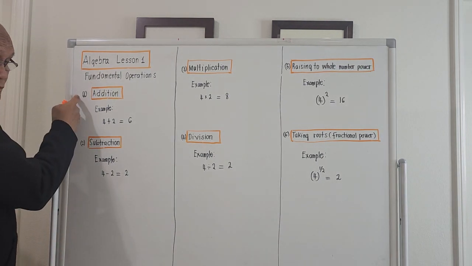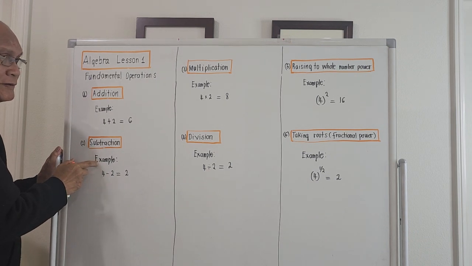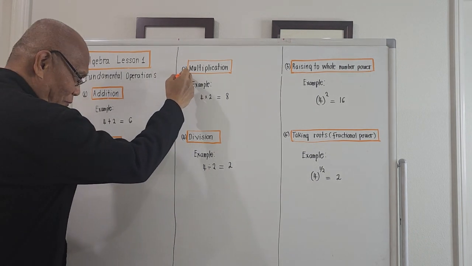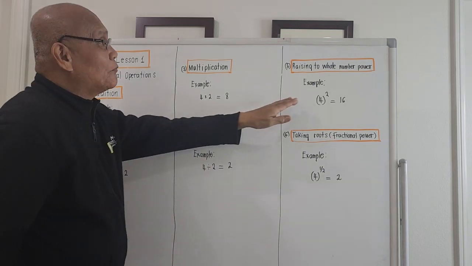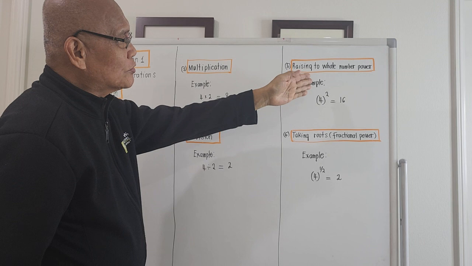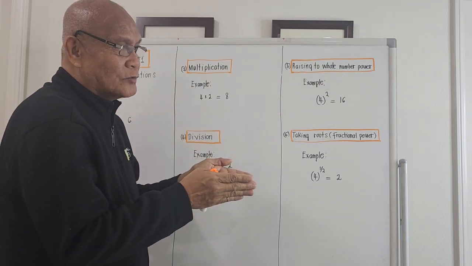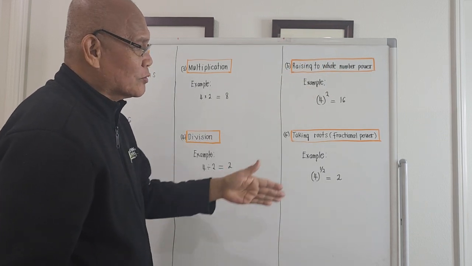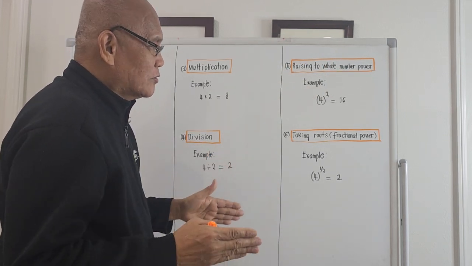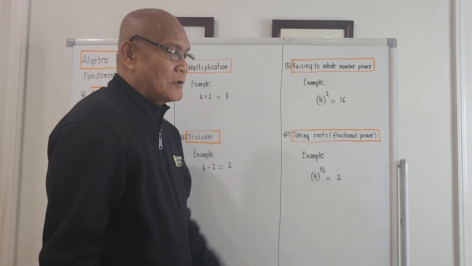Number 1 will be addition. Number 2 will be subtraction. Number 3 will be multiplication. Number 4 will be division. Number 5 will be raising a number to a whole number power. And number 6 will be taking the root, if the power is actually a fractional power.